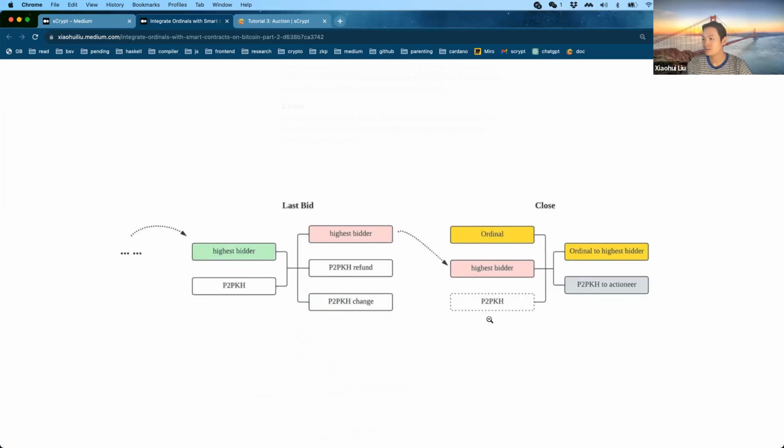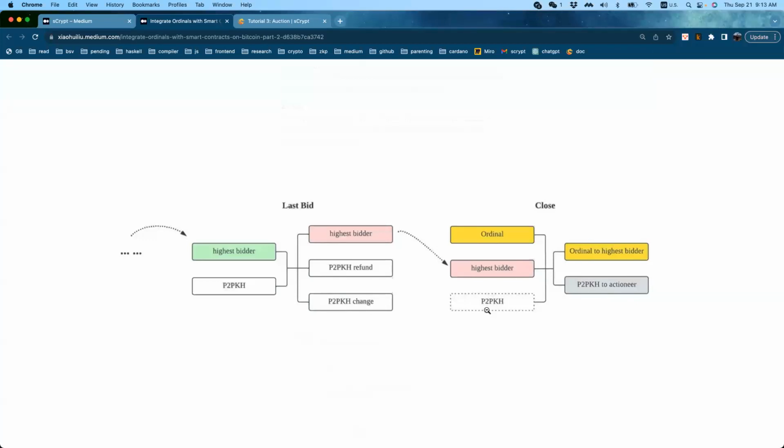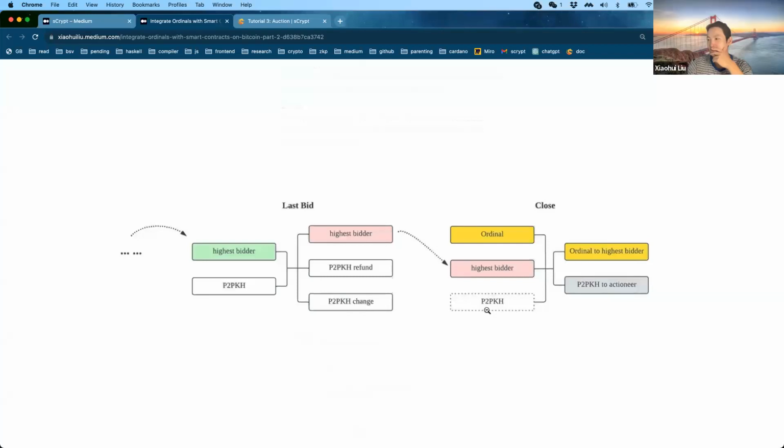So when you close, what kind of actions have to happen when this is about to close? What needs to happen? Can anyone have a guess? If the auction is closed, then the bidder will receive the ordinal and the auctioneer will get the fund. Yes. Okay, so basically it's almost like an atomic exchange here. The highest bidder will pay the auctioneer, and then the auctioneer will transfer the ordinal to the highest bidder.